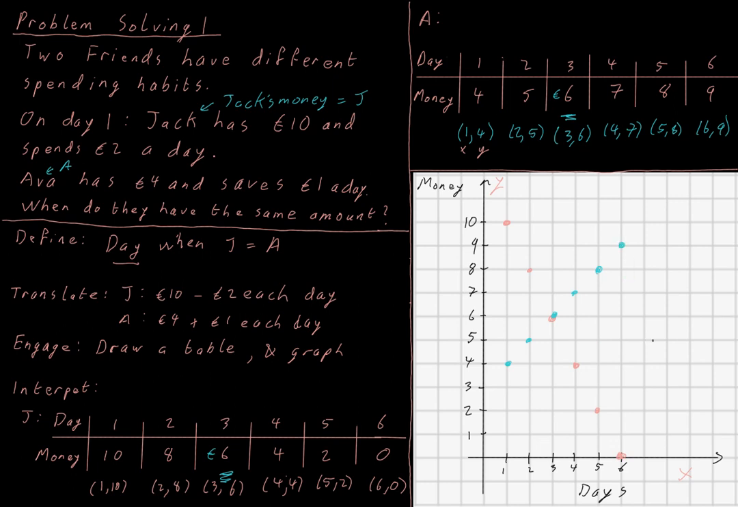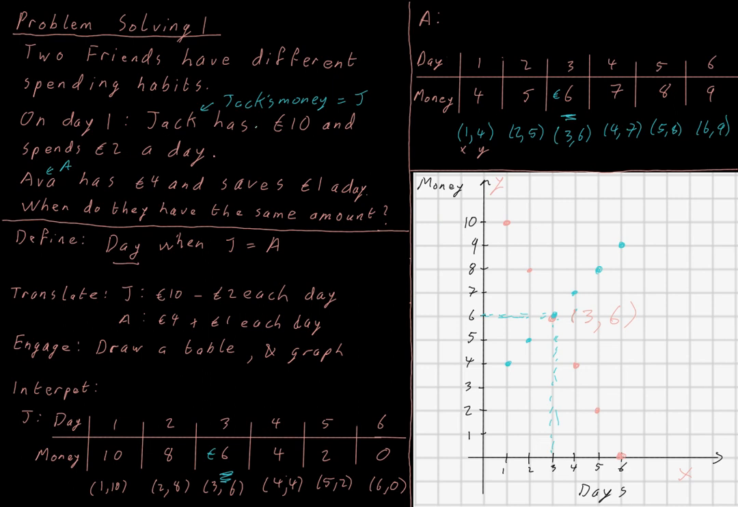And now with this picture, it's extremely easy to see. When do they have the same amount of money? Well, I can see here at €6, I go to this point here, in the door 3, and I go up and across, and I'm at €6. So after 3 days, they both have €6.